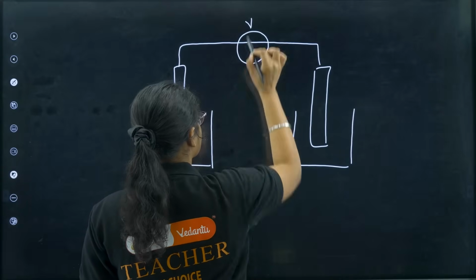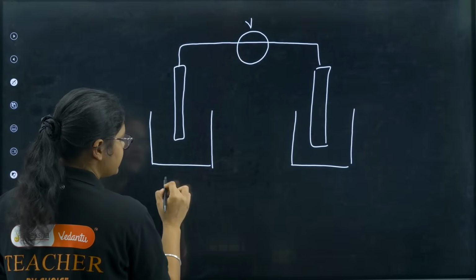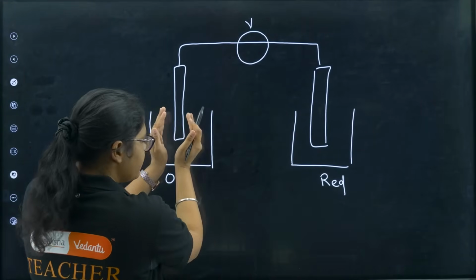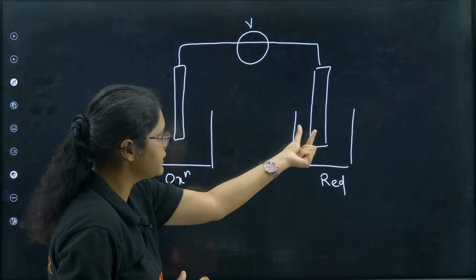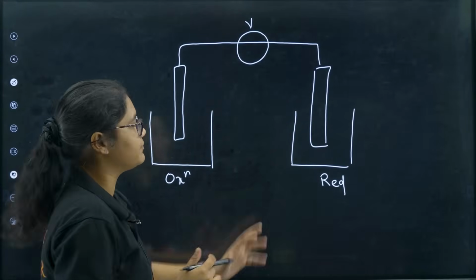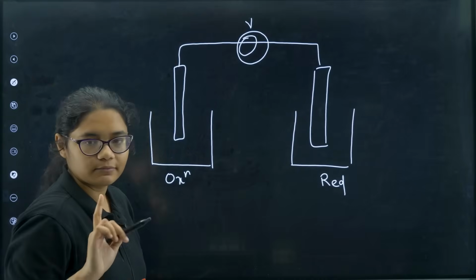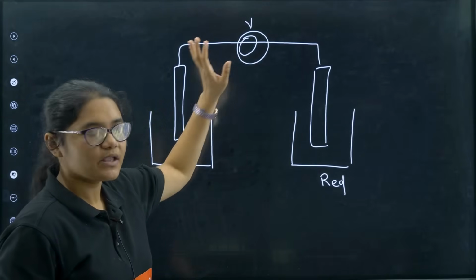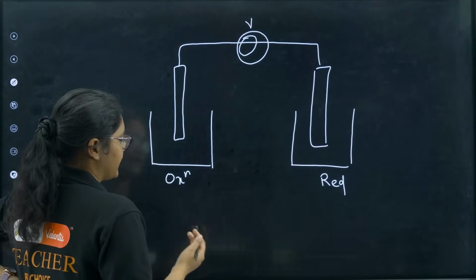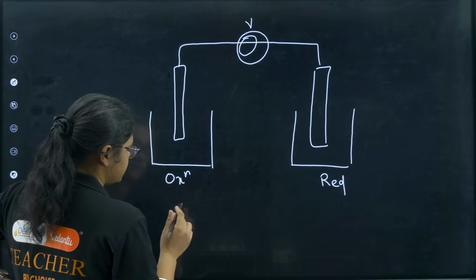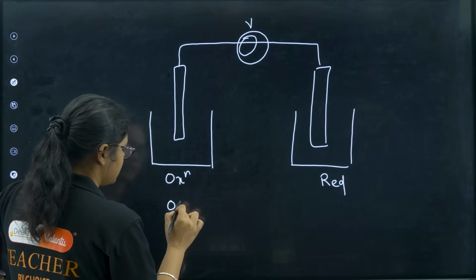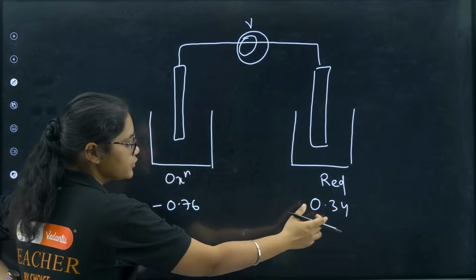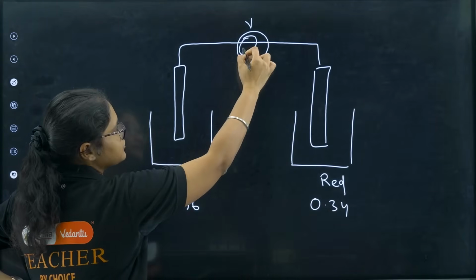Suppose here there is a voltmeter. On this side there is oxidation potential and on this side there is reduction potential. Now some value is here, some value is here. The difference between these 2 potentials is what is measured by the voltmeter. Suppose, for example, the values are minus 0.76 and 0.34. So the difference between these 2 is measured here.